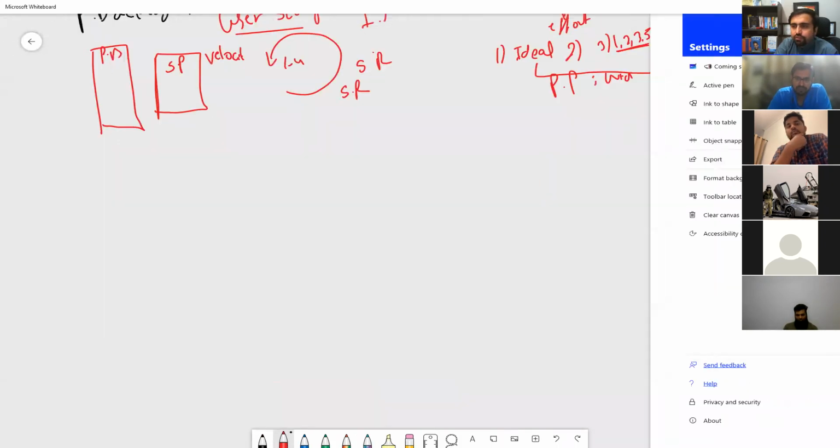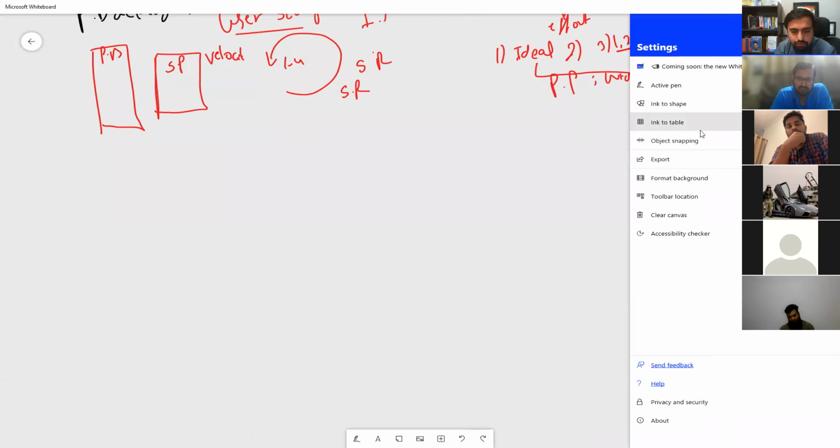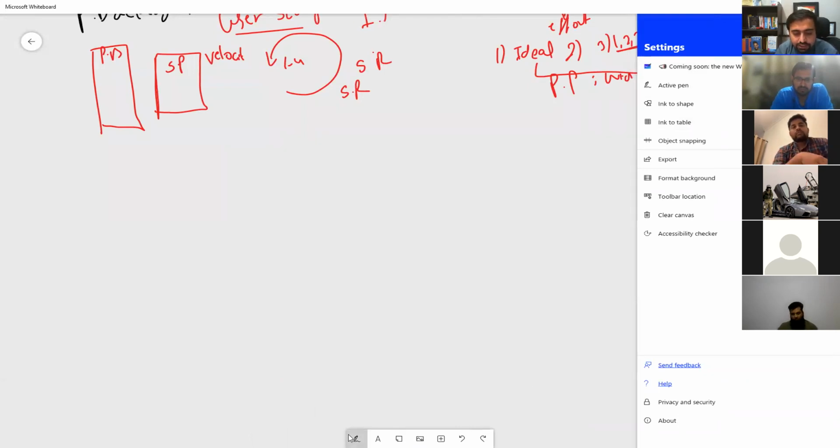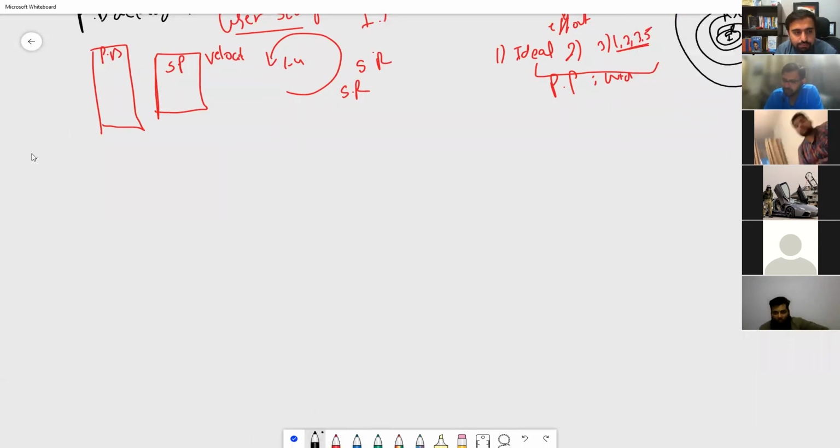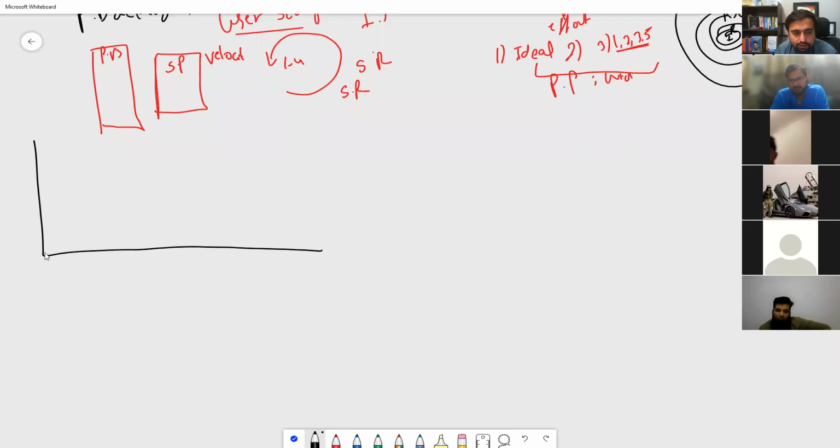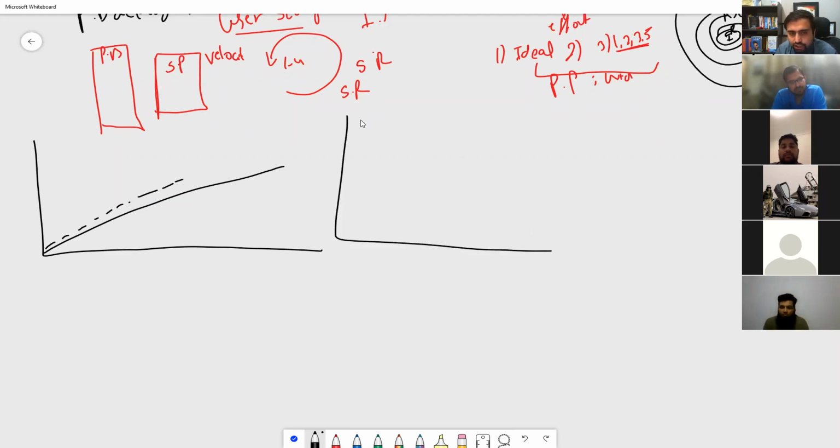And when we are working, we are using information radiators. Information radiators can be a burn up chart. This is an ideal burn up chart: as you are moving, the work is being done. It can be a burn down chart, where the work is coming down, or you can have a Kanban board.